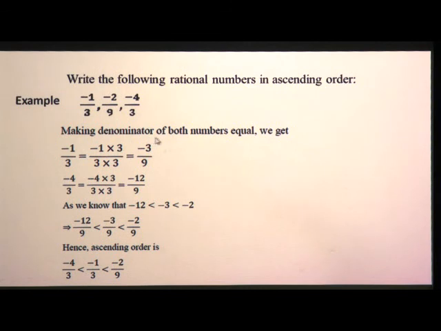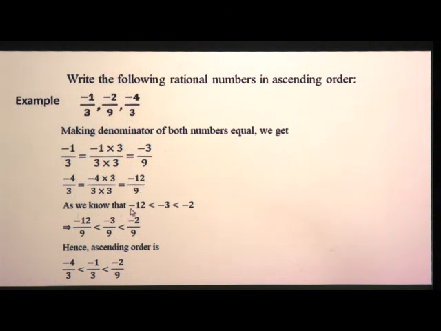So, making the denominators of the numbers equal, we get minus 1 upon 3 is equal to minus 1 into 3, and 3 multiplied by 3, which is minus 3 upon 9. Minus 4 upon 3 is equal to minus 4 multiplied by 3, and 3 multiplied by 3. The product of minus 4 and 3 is minus 12, and 3 multiplied by 3 is 9. So, we get minus 12 upon 9.